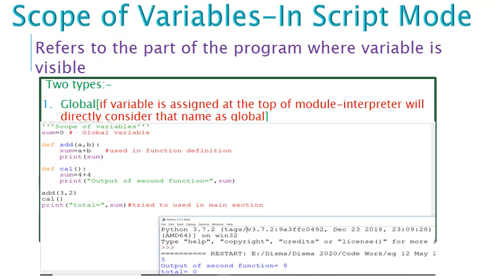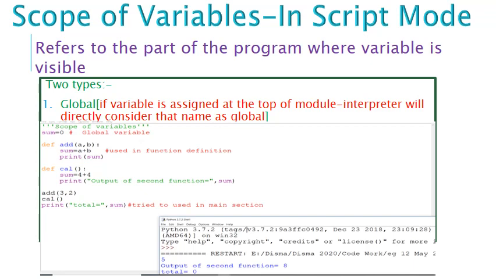Global variables are always assigned at the top of your module. The interpreter will directly consider that particular variable name as global. It can be used inside function definitions. In the coding, I have written a global variable declaration. In that one, I have used the variable name as sum with the value 0.